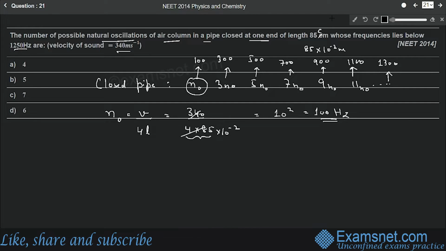So here we have to find how many frequencies lie below 1250. That means below 1250, only 1, 2, 3, 4, 5, 6, till 1100 it is below 1250, because after that it is more than 1250, that is 1300. So total 6 frequencies are below 1250 Hz. That means option D will be the correct answer.